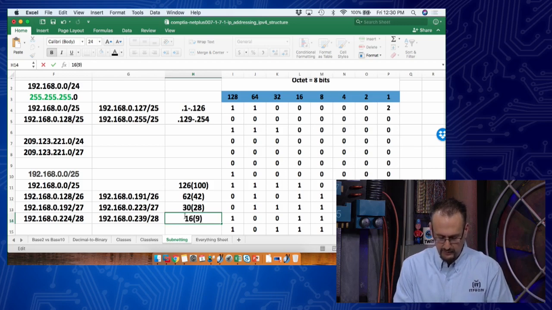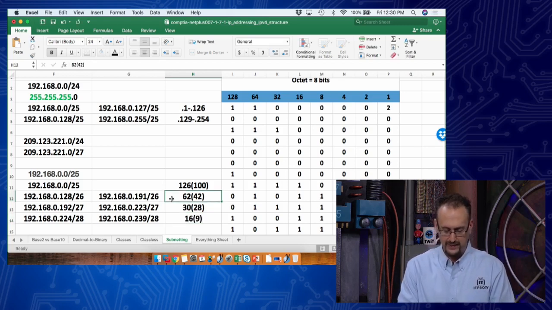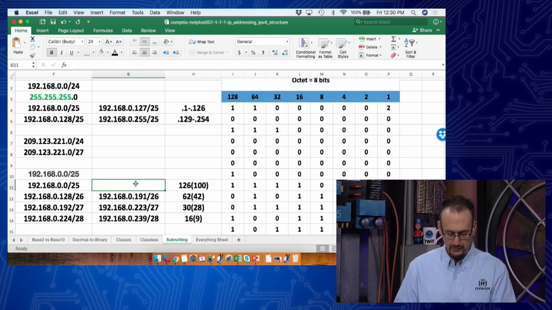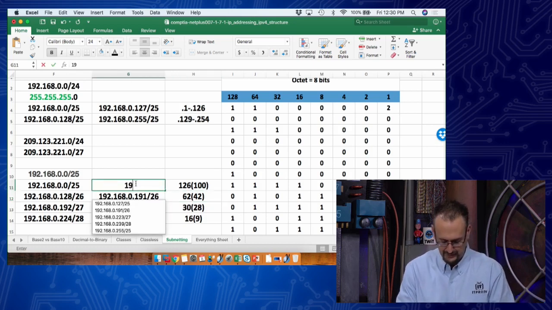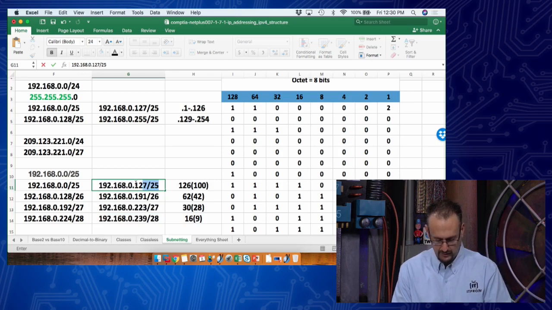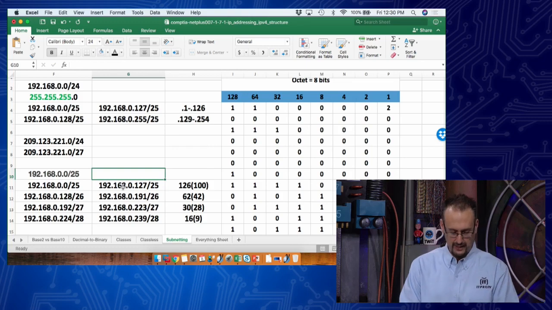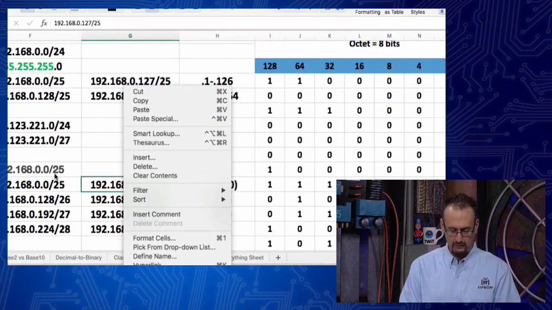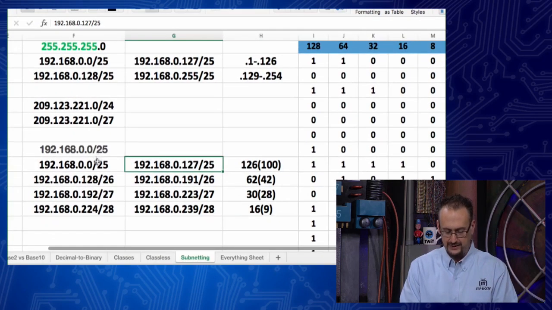Not a lot of waste there, but what we've done is essentially used a variable length subnet mask. Let me fill this one in for completeness: 192.168.1.0 to 127, and a slash 25. Notice what we've done here: we've varied the length of the subnet mask.